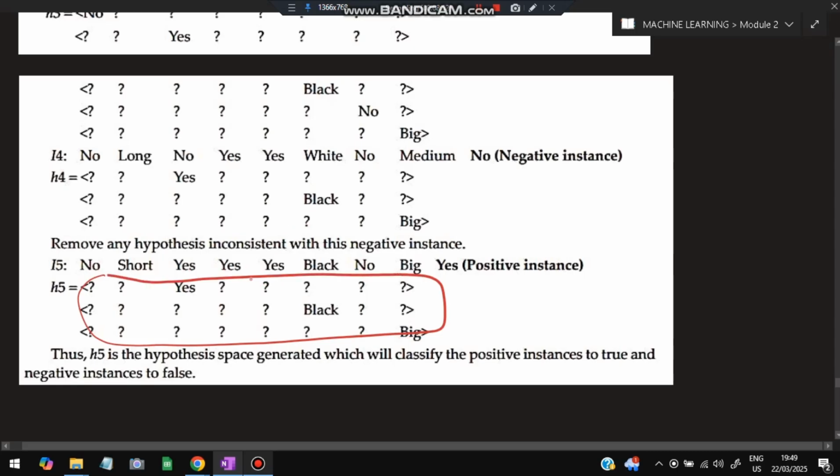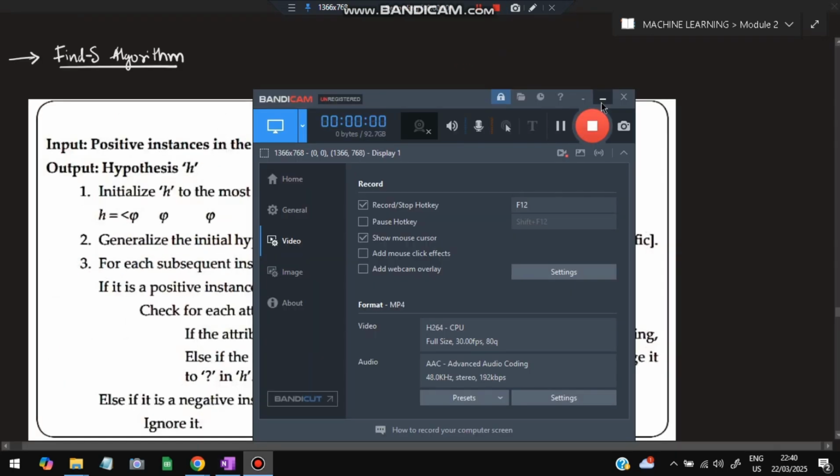So what we are sure of is that the yes is present here. Yes means whatever the attribute is for that, and it is black and it is big. If these three attributes are there, most probably it is an elephant. This is the conclusion we have come to. This is how you do the generalization to specialization.